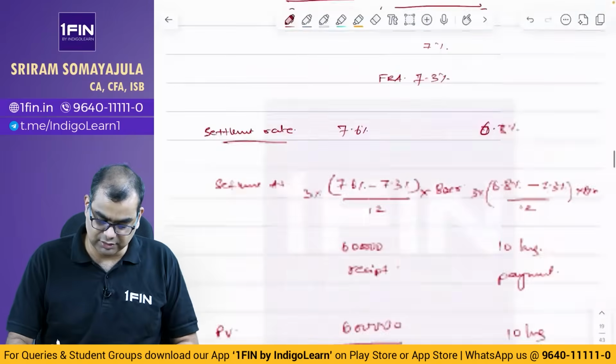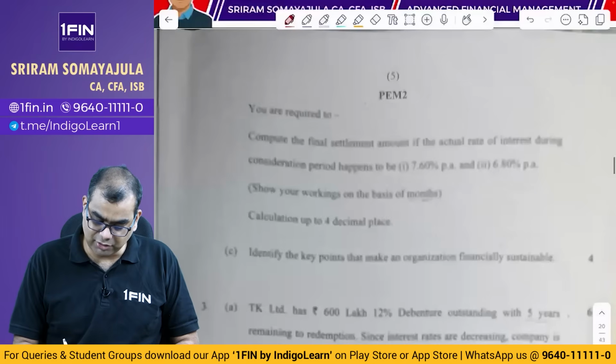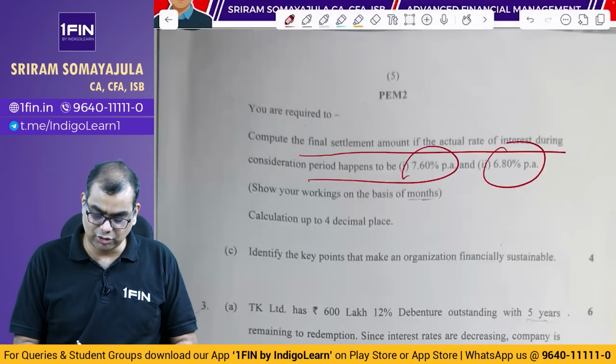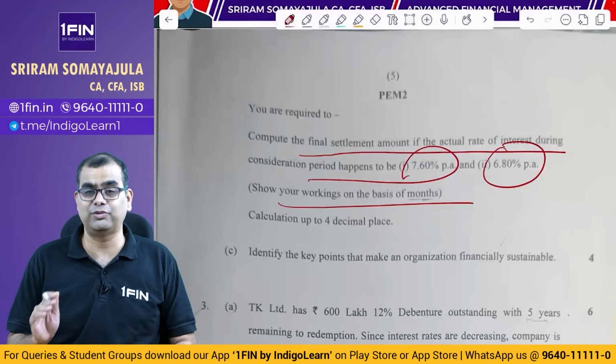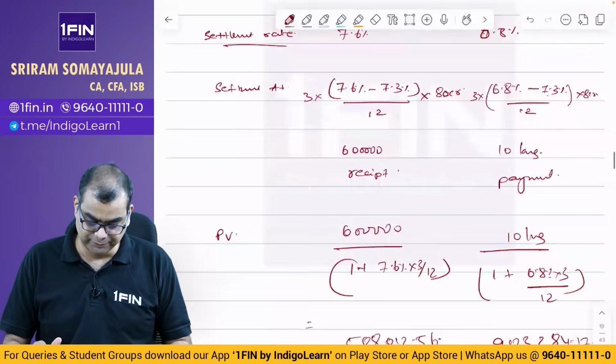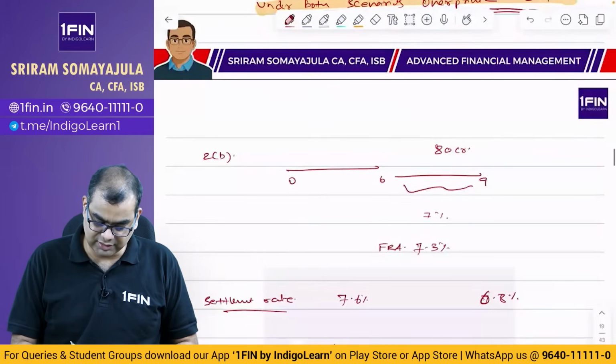Okay, very good. Then you are required to compute the final settlement amount if the actual rate of interest during consideration is 7.6 or 6.8. Show your workings on the basis of months and calculate up to 4 decimal places. They very clearly said go by month. Simple, super simple. Okay, so basically this is what I was saying.